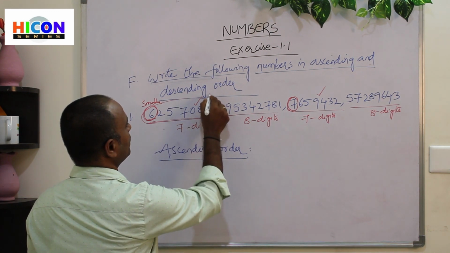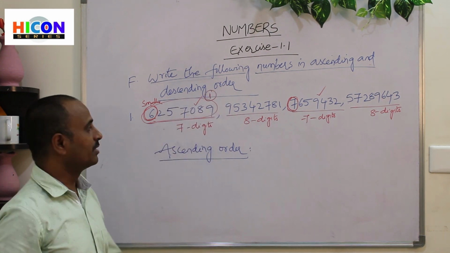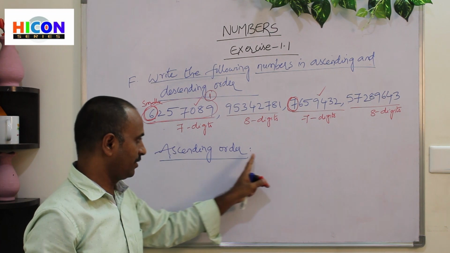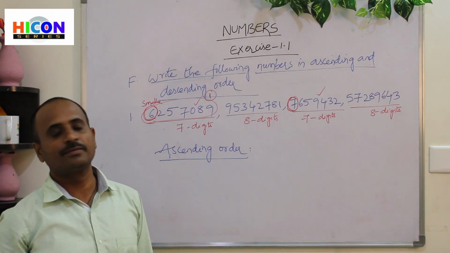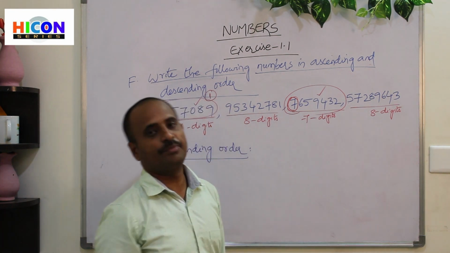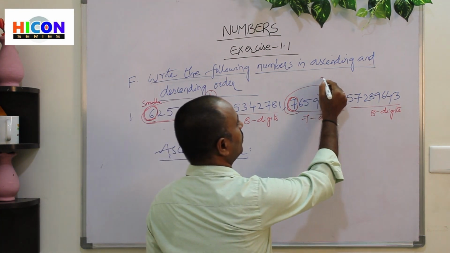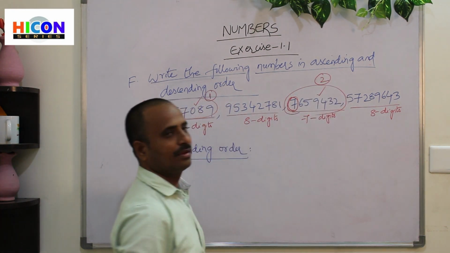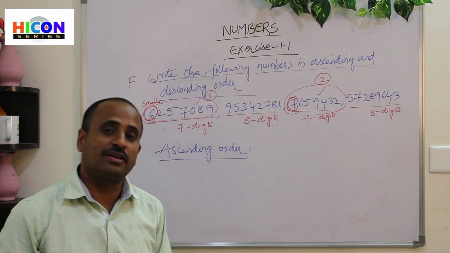So this number is the smallest number. That's why we have to write this number first in ascending order. And this number is the next smallest number, that is the second smallest number. So two numbers are completed.